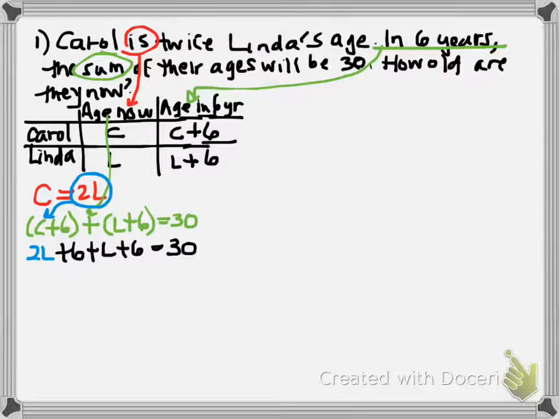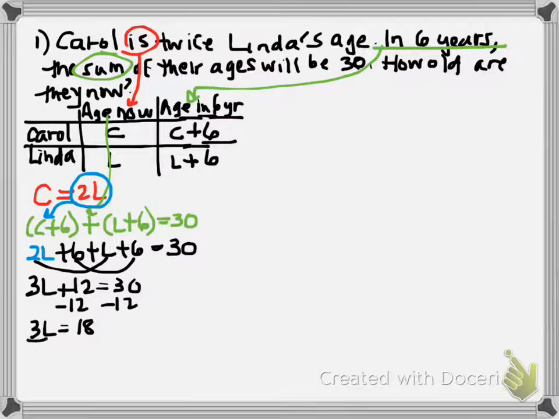Now I'm going to go ahead and combine up like terms. 2L and L is 3L. 6 and 6 is 12 equals 30. And then I just start doing opposite operations. It's a single variable equation. I'm going to subtract 12 from both sides. I get 3L equals 18. Divide both sides by 3, and I get L equals 6.